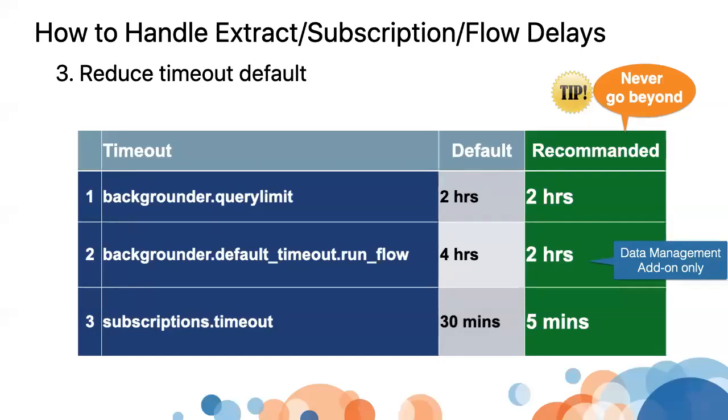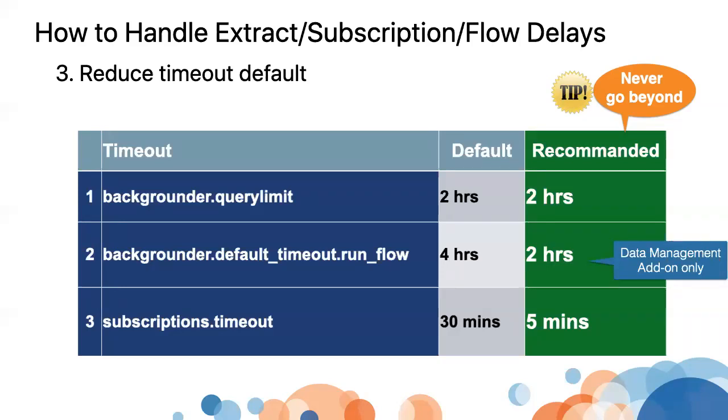Okay, reduce timeout. Again, our main objective here is to handle the extract and subscription delays. Another way to do that is what I have on my server. Again, I have a very large server. I have more than 20,000 extracts a day on the server. Reduce the timeout default. Never go beyond 2 hours. That's number one. Although your business users may ask you for exceptions, you don't care. You stick with 2 hours. That's the maximum. Don't go down the slippery slope.